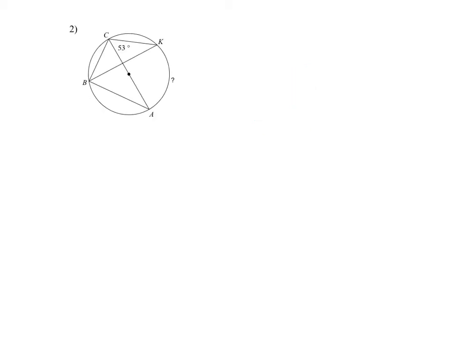Next one, again, this intersects arc AK. So the angle is half of the arc, so that means that the arc is double the angle. So the measure of arc AK equals 2 times 53. So it's 106 degrees.